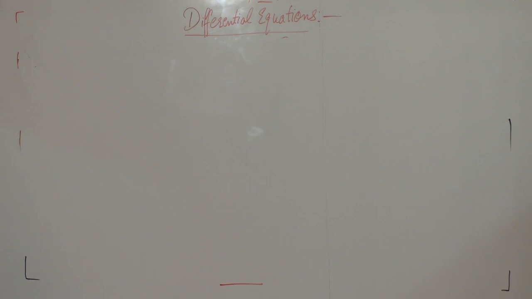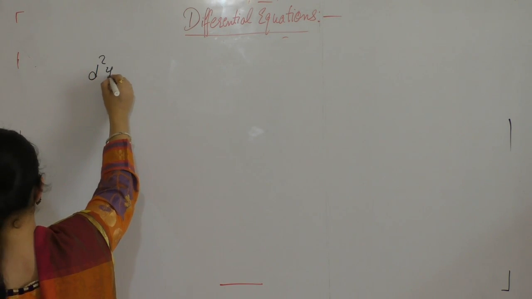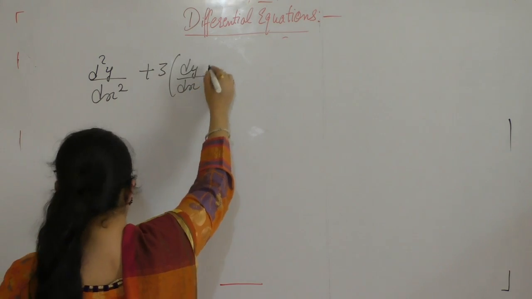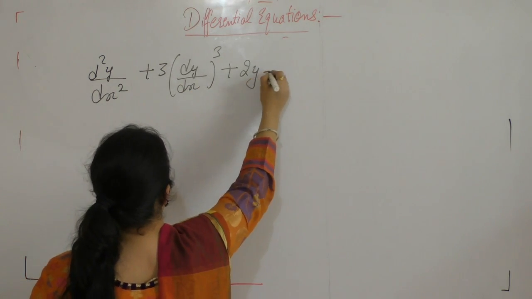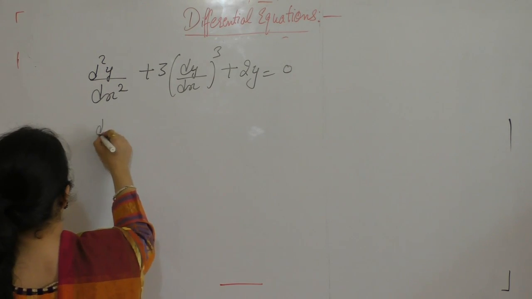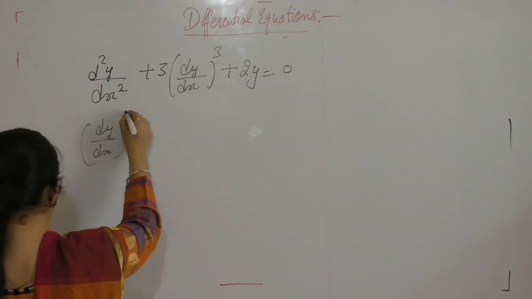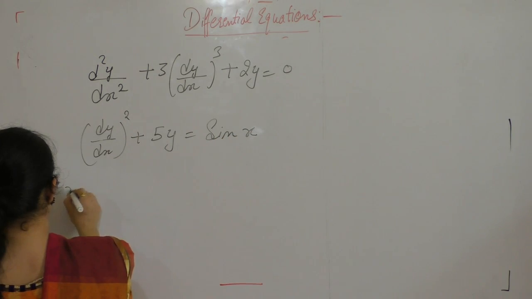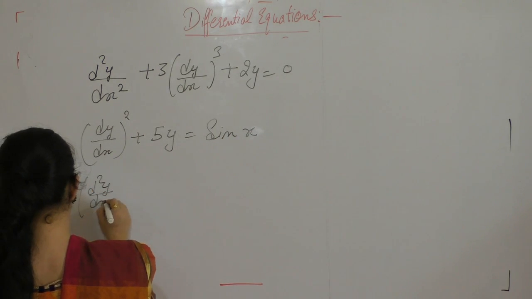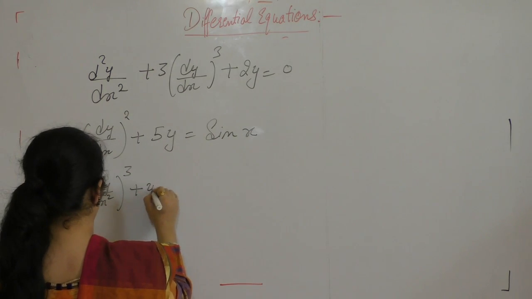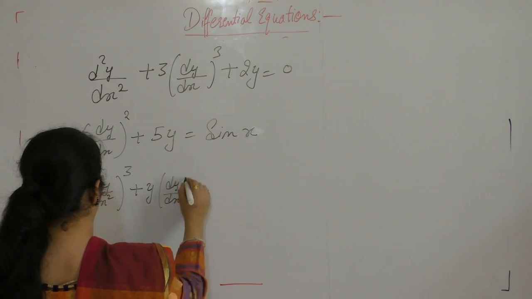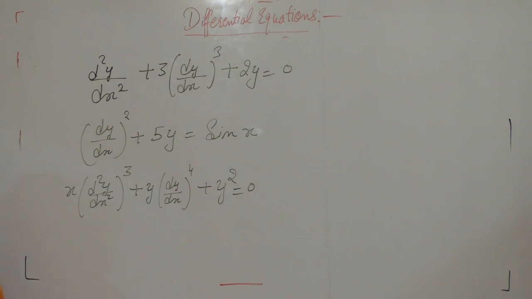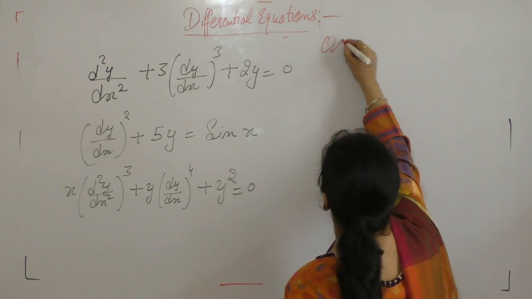Write down d square y upon dx square plus 3 (dy upon dx) whole cube plus 2y is equals to 0. (dy upon dx) whole square plus 5y is equals to sin x. x (d square y upon dx square) whole cube plus y (dy upon dx) to the power 4 plus y square is equals to 0. Now we want to find order and degree of these equations.